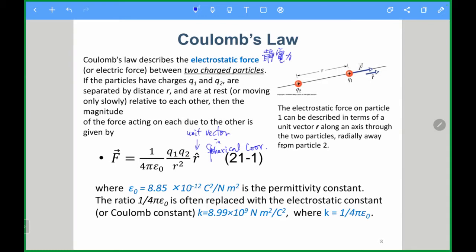Okay, so let me try to explain. Epsilon naught is a constant called the permittivity constant. This number is actually 8.85 times 10 to the minus 12, of course with a very complicated SI unit.